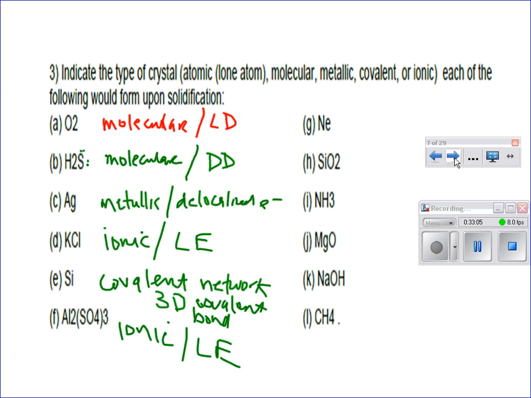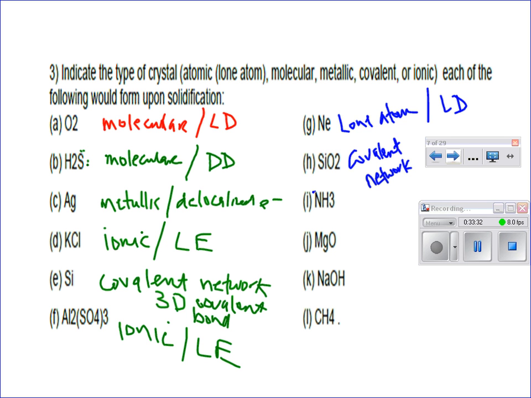Neon. A molecular, really? I heard one person say it right. It goes in the molecular column. It's a lone atom, right? And what's its intermolecular force if it were solid? London dispersion. Silicon dioxide, again, covalent network.